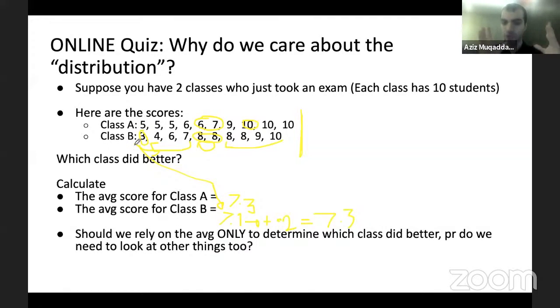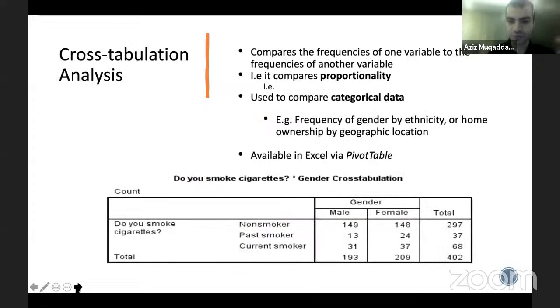But that's why we need to look at the distribution within as well, to know what is causing that change or difference in the average score, right? And this would become an issue of importance when we're talking about inferential statistics or comparing groups later. Okay, so that's for those descriptive statistics.